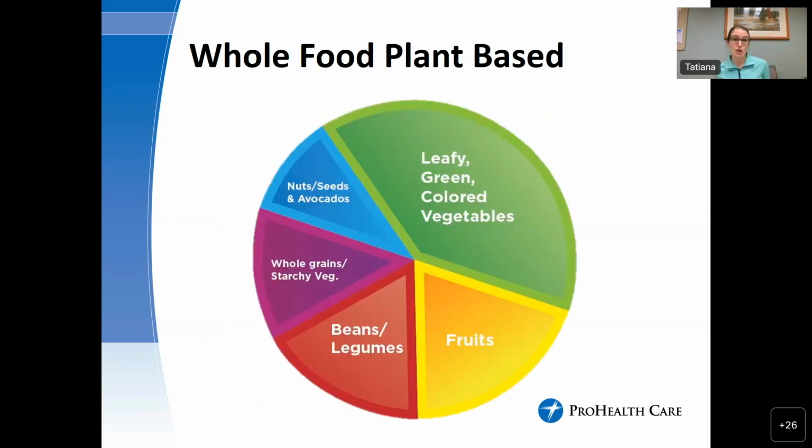What does that look like in terms of a plate, right? We might be really familiar with the My Plate in your traditional eating pattern. Well, whole food plant-based is not going to have that kind of meat protein section. It's going to include an extra beans and legumes, separate from our nuts and seeds and avocados. And really that blue sliver is going to be your primary dietary fat source. And whenever we consume dietary fat in this plan, we consume it in whole food forms.